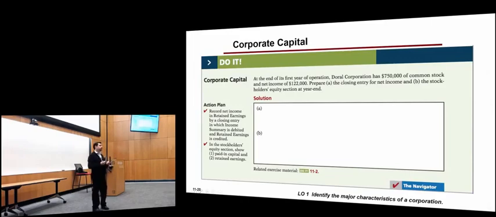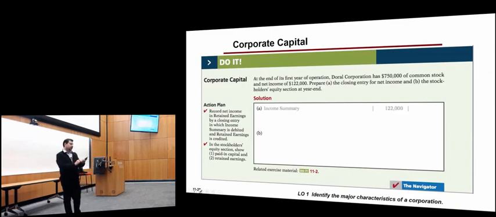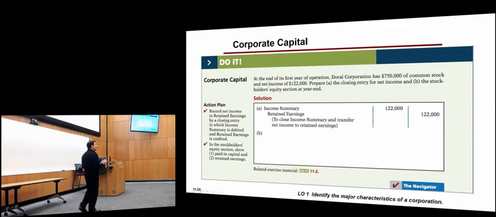Yes, Imran. It usually goes to income summary. Income summary and retained earnings, right? So we debit income summary and we credit retained earnings. This is how we close net income to retained earnings. This is the part that will go on the retained earnings section of the stockholders' equity section on the balance sheet. The company also had common stock of 750,000.